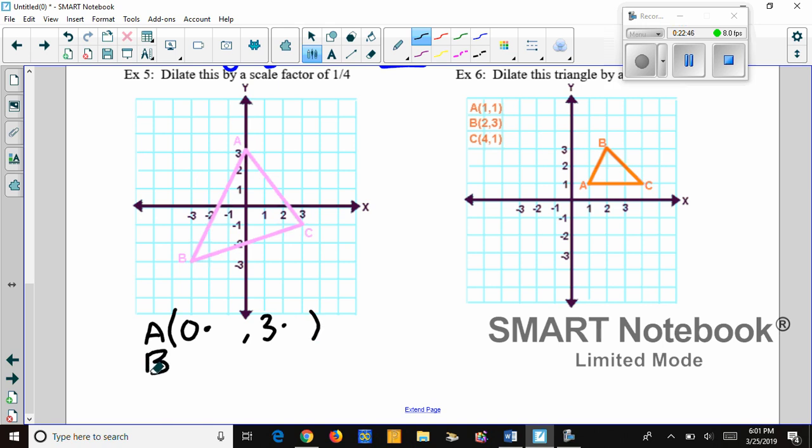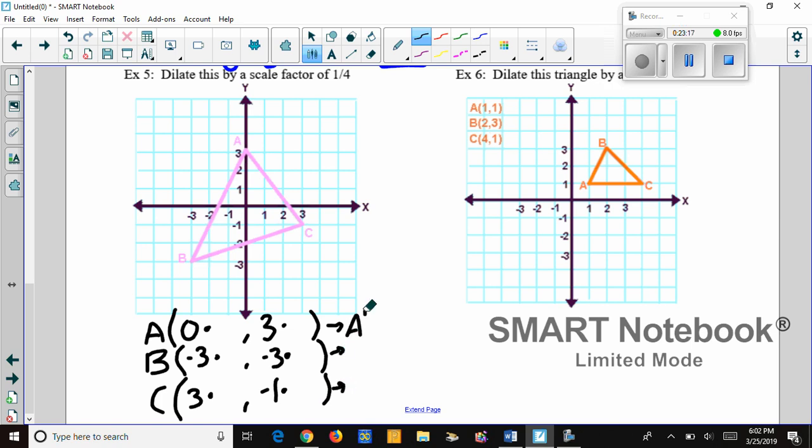B is at -3, -3. And then C is at 3, -1. And we're going to go back and look at our scale factor.